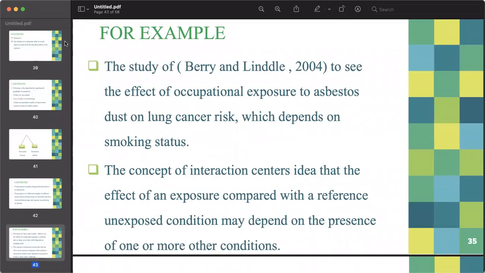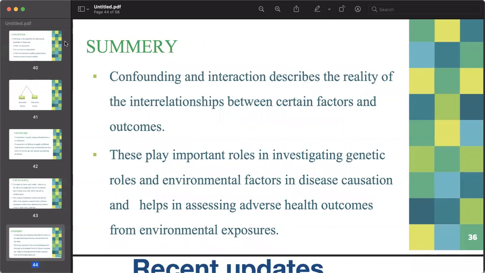An example is the study of Berry and Lindell, 2004, to see the effect of occupational exposure to asbestos dust on lung cancer risk, which depends on smoking status. The concept of interaction centers on the idea that the effect of an exposure compared with the reference unexposed condition may depend on the presence of one or more other conditions. Summary: confounding and interaction describe the result of the interrelationships between certain factors and outcomes. These play important roles in the investigation of genetic and environmental factors in disease causation and help in assessing adverse health outcomes from environmental exposures.